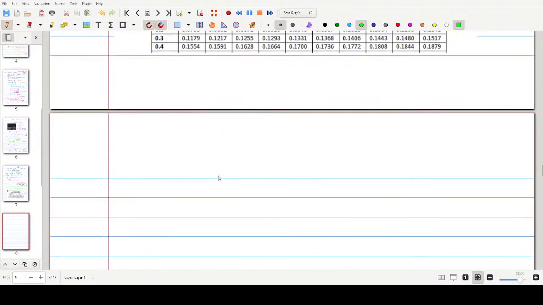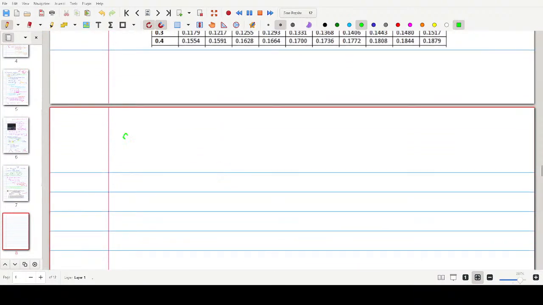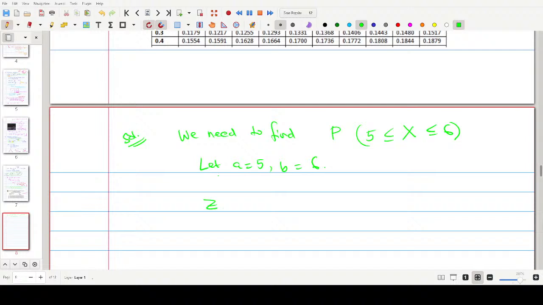So the first step is to find the probability of X being between 5 and 6. Let a be equal to 5 and b be equal to 6. So we'll write down z1.